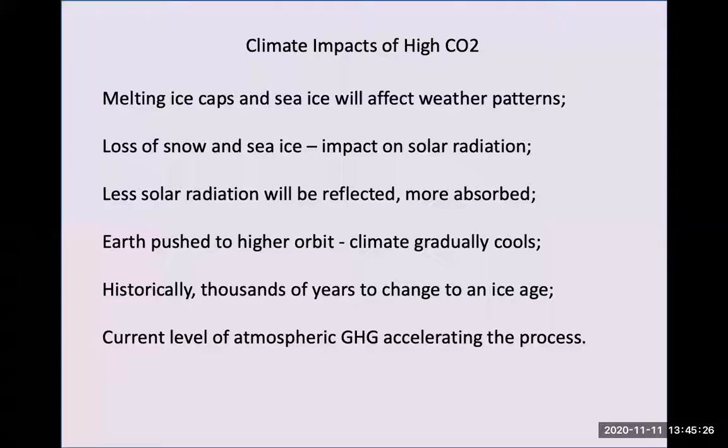Now we get to the interesting parts. As sea life disappears and polar ice caps retreat, we can expect major impacts on the planet. If less solar radiation is reflected and more absorbed, the Earth will experience an increased thrust from the sun. Over thousands of years, Earth will be pushed to a higher orbit and the climate will shift towards an ice age. The high level of greenhouse gases may accelerate this process.